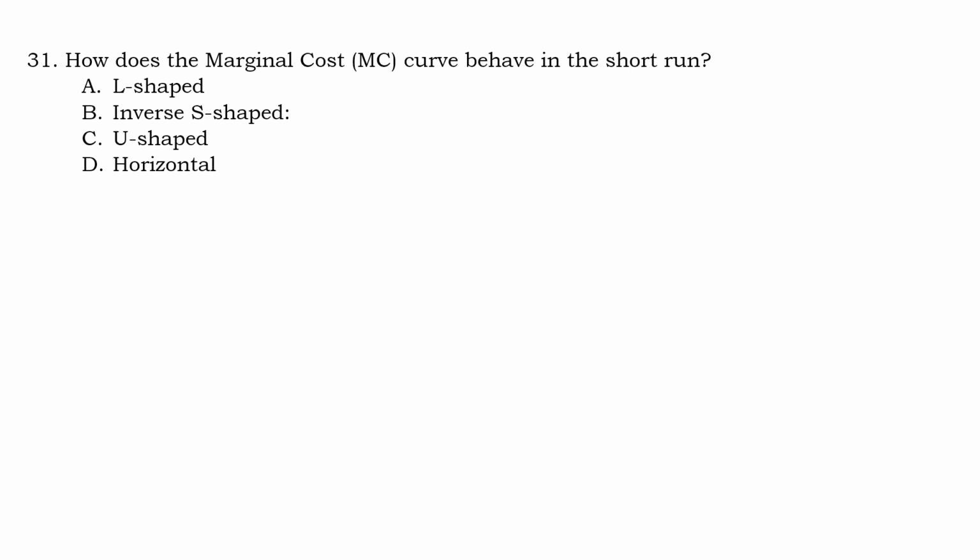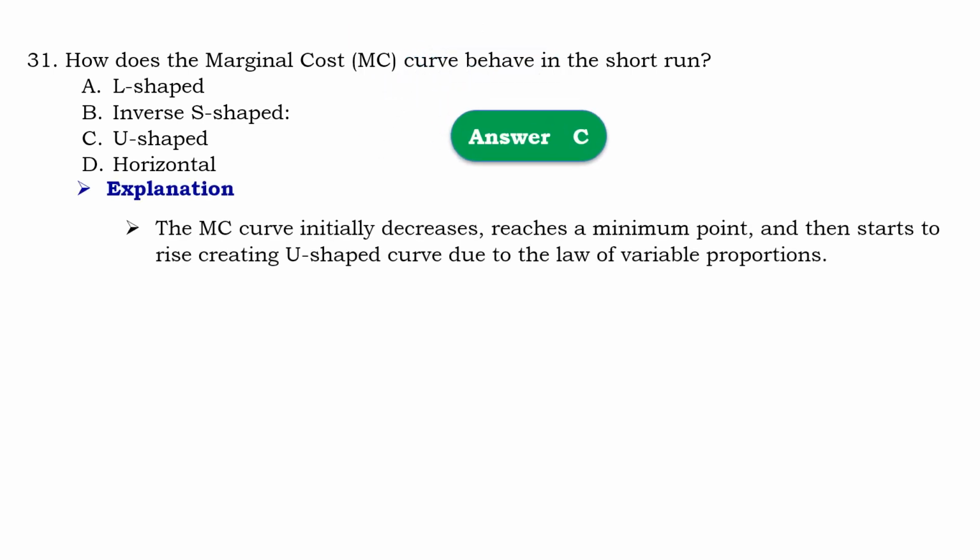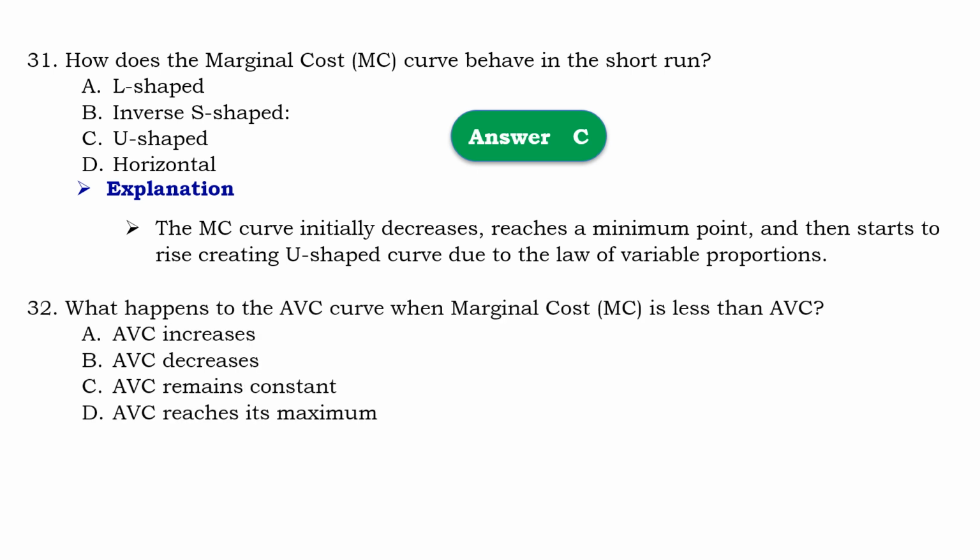Question 31. How does the marginal cost curve behave in the short run? That should be C, U-shaped. It means that the marginal cost curve is initially decreasing, reaches a minimum point and then starts increasing, creating a U-shaped curve due to the law of variable proportion.